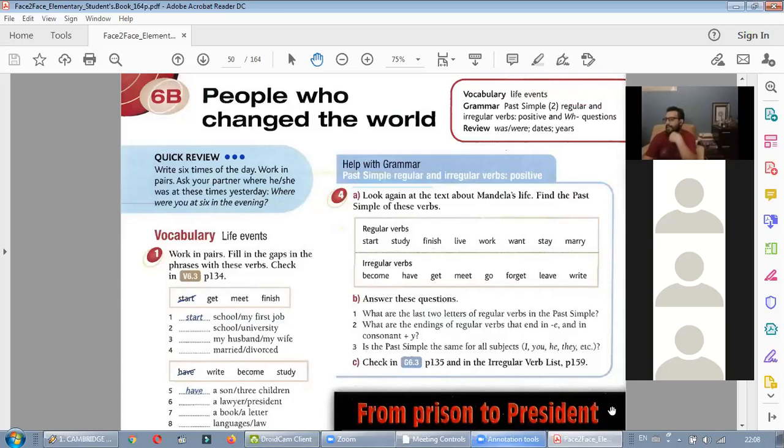Famous. He's famous. What's his name? Yes. He was in prison. He was in prison. He was president of South Africa. Yes, he was the president of South Africa. Correct. What's his name?